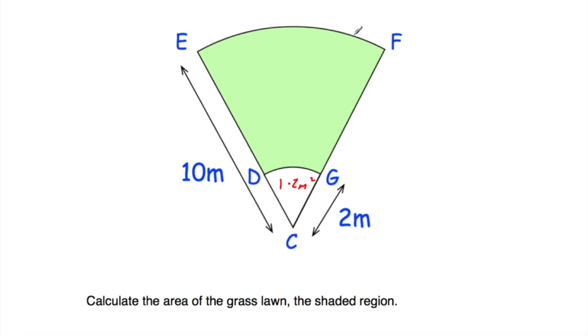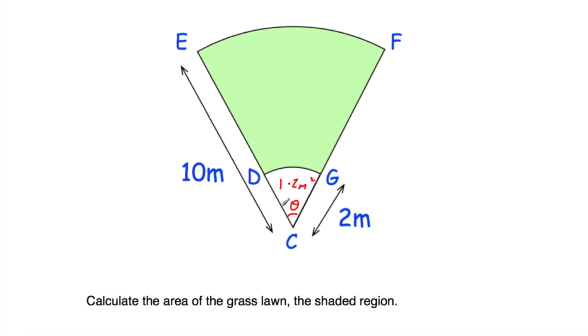Okay, so if we have a look at this sector, CEF, the one thing that I notice is we've got the radius of it, but we don't have the angle, so it would be fantastic if we knew the size of this angle here. Let's just call it beta. If we knew the size of this angle beta, we could then work out the area of the whole sector, CEF. We could work out the area of the smaller sector, which we're actually told is 1.2, and we could take it away to then find the area of the shaded region.